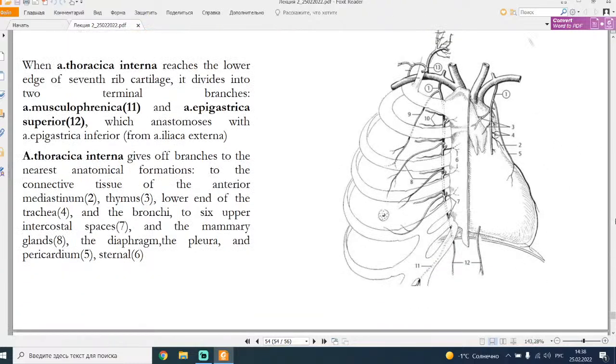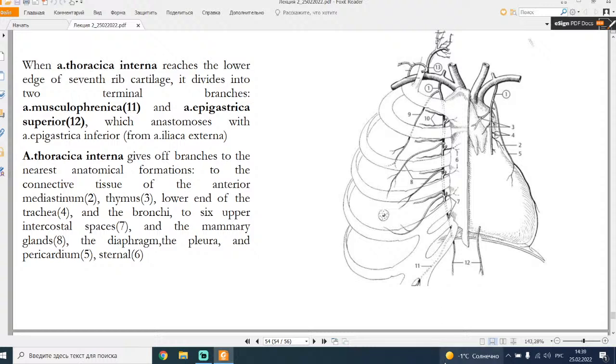What do you see in the pictures? When arteria thoracica interna reaches the lower edge of the seventh rib cartilage, it divides into two terminal branches, end branches. Arteria musculophrenica, 11, and arteria epigastrica superior, 12, which anastomoses with arteria epigastrica inferior from arteria iliaca externa.